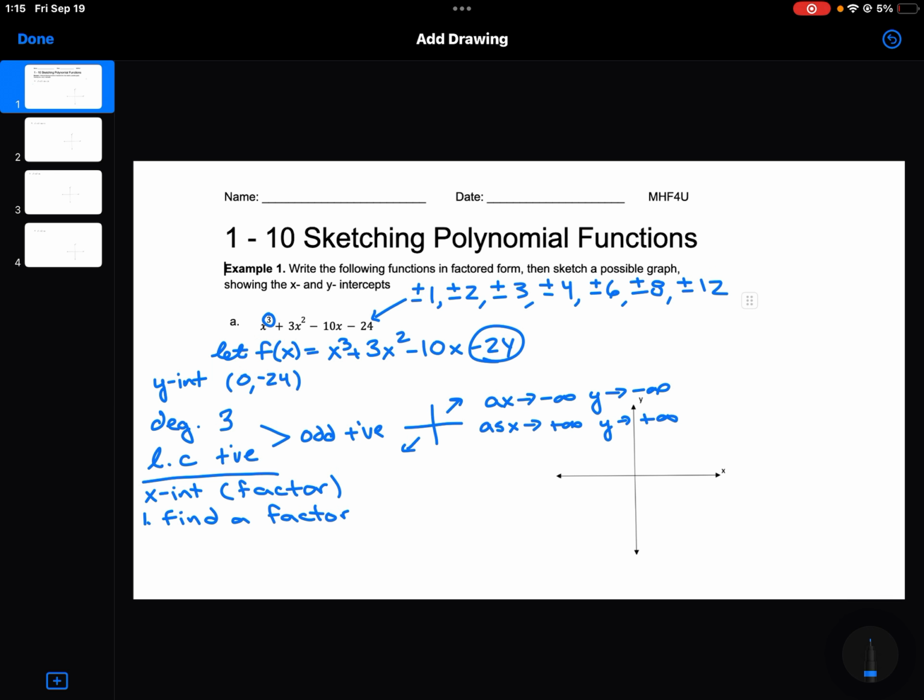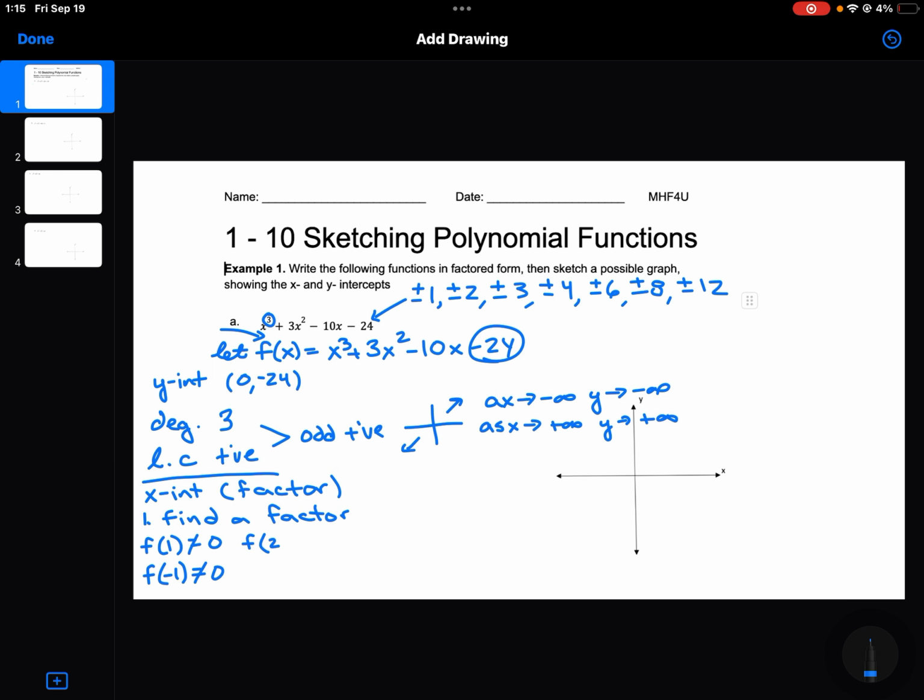I am going to start with 1. So I would say f(1), I'm going to substitute that into my expression and evaluate that. I can see that I would have 1 plus 3 minus 10 minus 24. That is not equal to 0. Then I'm going to move on to f(-1). Similarly, if I substitute minus 1 into my original function, I'm going to get minus 1 plus 3 plus 10 minus 24. That is also not equal to 0.